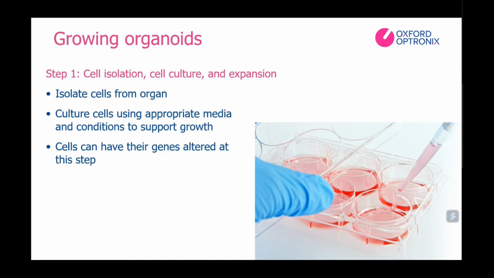Once these cells are isolated, they can be cultured and expanded in vitro to obtain a sufficient number of cells for organoid formation. This is typically done in culture dishes or flasks using appropriate culture media and conditions that support the growth of the specific cell type of interest. At this point, these cells can be genetically modified or manipulated to express specific gene markers depending on research objectives.